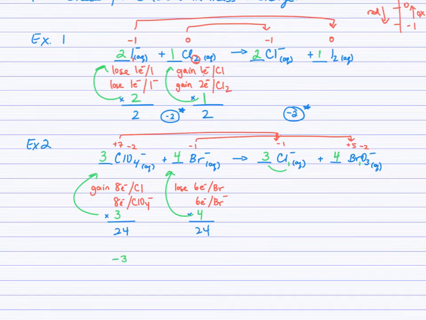So we have -3 plus -4, so there's -7. And on the right side, 3 times -1 there is -3, and 4 times -1 is -4, and so we finish up with a charge of -7, which is the same as what we had on the left side. So when the charge on the left side and the right side are equal and you're balanced for mass, then we have fully balanced the equation for both charge and mass.